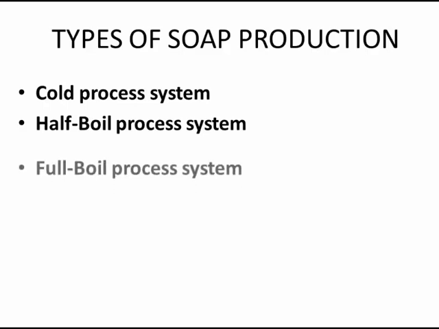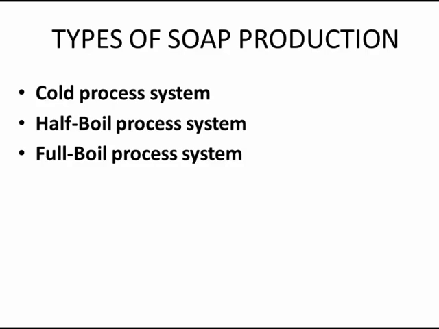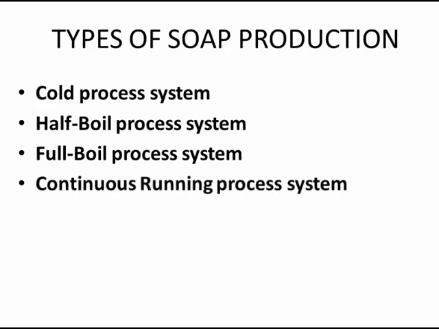Then we have what we call the full boil process. In the full boil process, glycerol is separated. This one is used by mega companies because it requires big machines to run it. Then we have the last one, which is called the continuous running process.